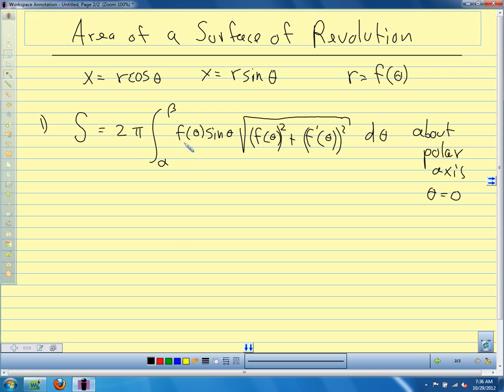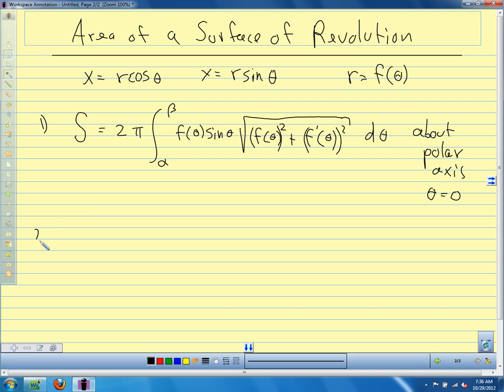So f of theta sine theta is our radius of revolution. Our radius of revolution about the polar axis is the y coordinate. That's our radius when we revolve that curve about the polar axis. That's why we have this f of theta sine theta in there. That gives us our radius of revolution, and this is just our piece of arc length that we're revolving around the axis.